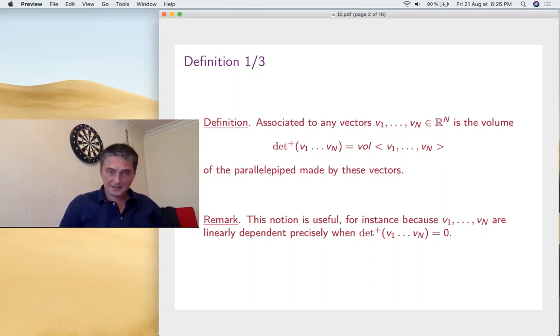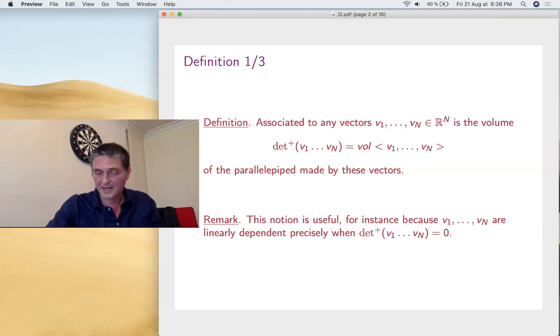So the idea is that the determinant of a system of vectors is basically the volume of the parallelepiped formed by these vectors. In 2 dimensions, for instance, you have these vectors, you can make a parallelogram, you compute that area. In 3 dimensions, you make a parallelepiped, you compute that volume, and so on. So that's the determinant. It's very simple and extremely useful.